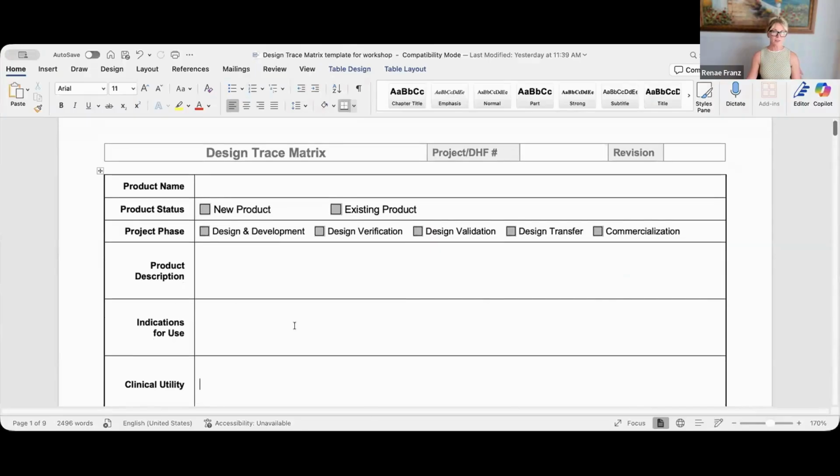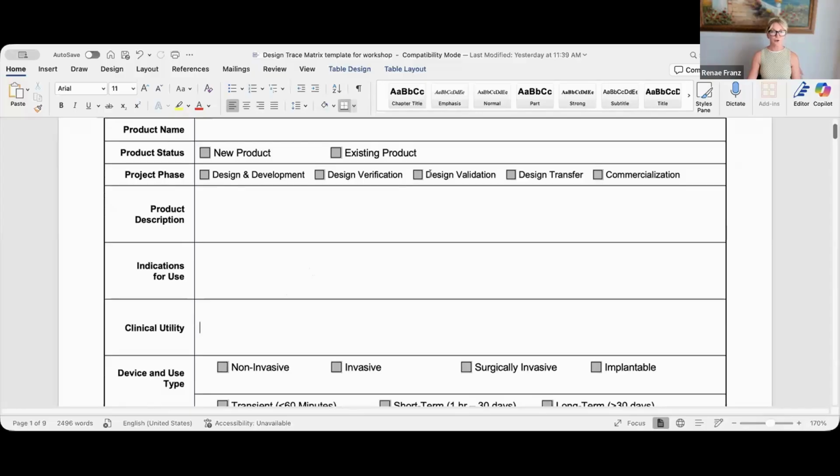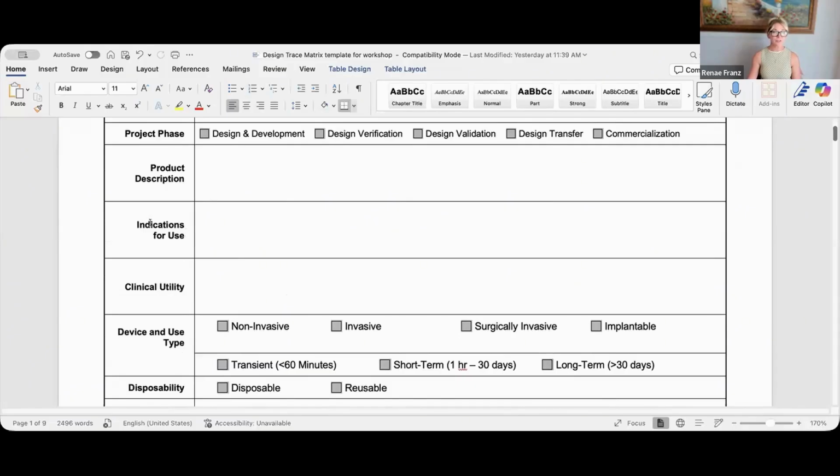So, I mean, some of this is self-explanatory. You put your product name in. Is it a new product? Or is it an existing product that you're just going to make an update to? Where you're at in your project phase. You're going to describe the product here. Indications for use. This is a really important one. Whatever you want your indications for use to be has to align with your regulatory clearance.